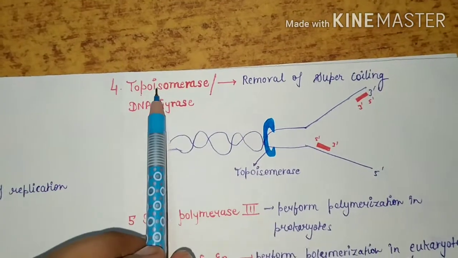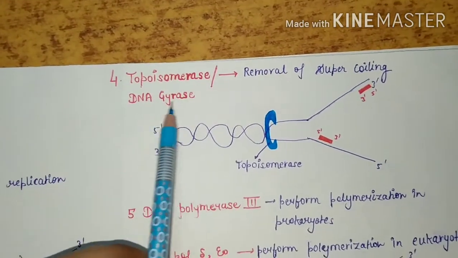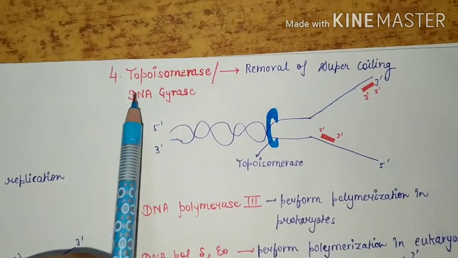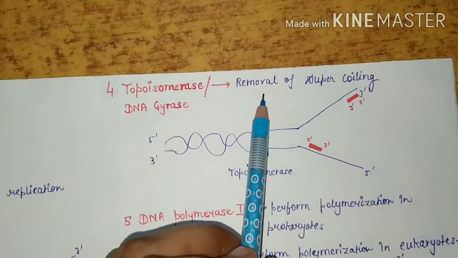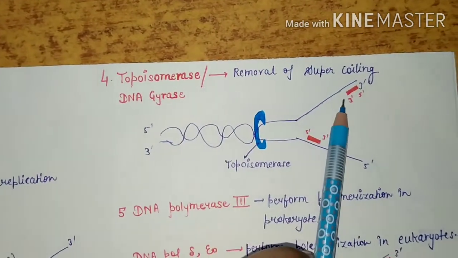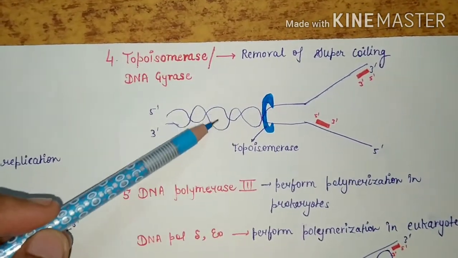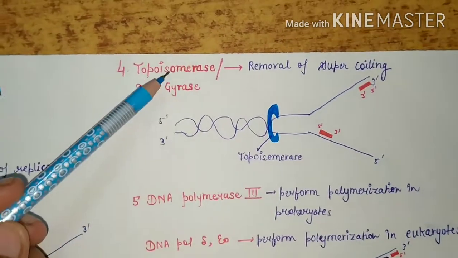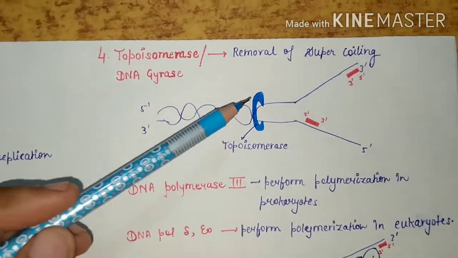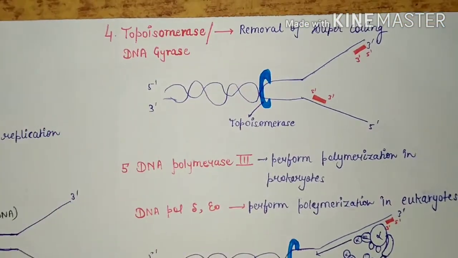Topoisomerase. In plants, we say this DNA gyrase. It helps in removal of supercoiling. If we unwind the DNA from here, then the DNA starts supercoiling. To prevent it, topoisomerase helps. This is the topoisomerase enzyme.